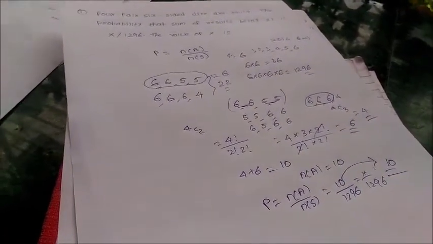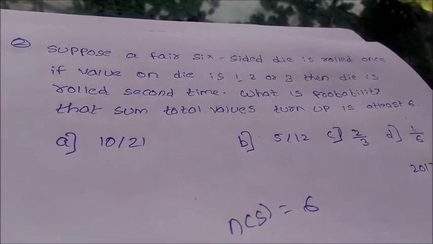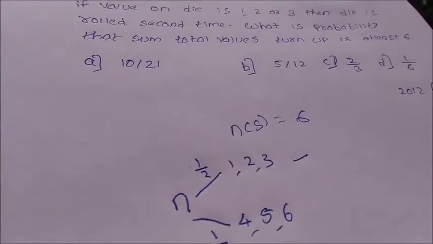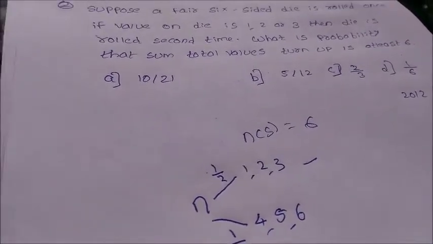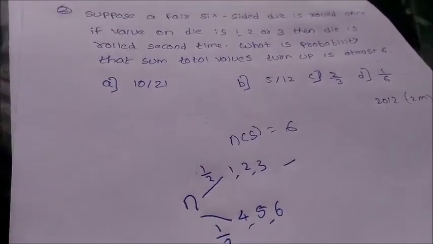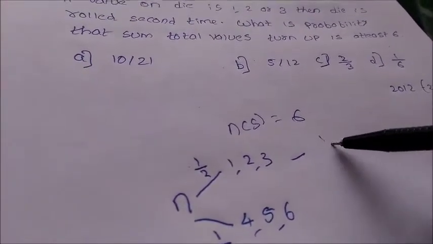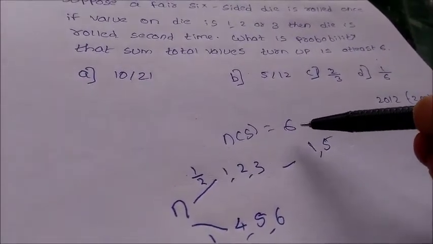Now let's get to the second one. This was asked in 2012. Here, since only one die is rolled, our sample space would be 6. So this sum could be divided into two parts. The die would come 1 2 3 or 4 5 6, and for that event the probability is half. We know that. So now if 1 2 3 comes, it will roll again.